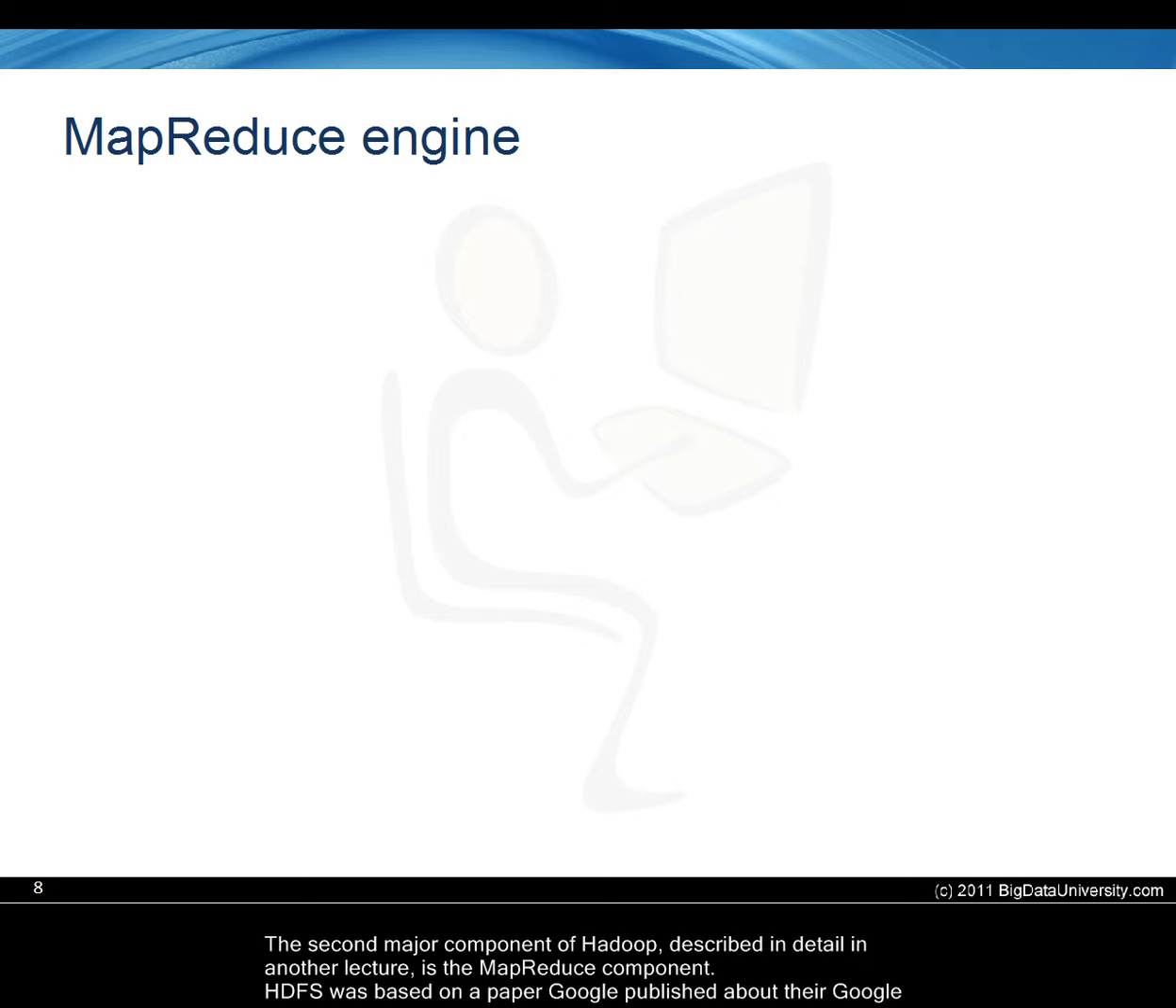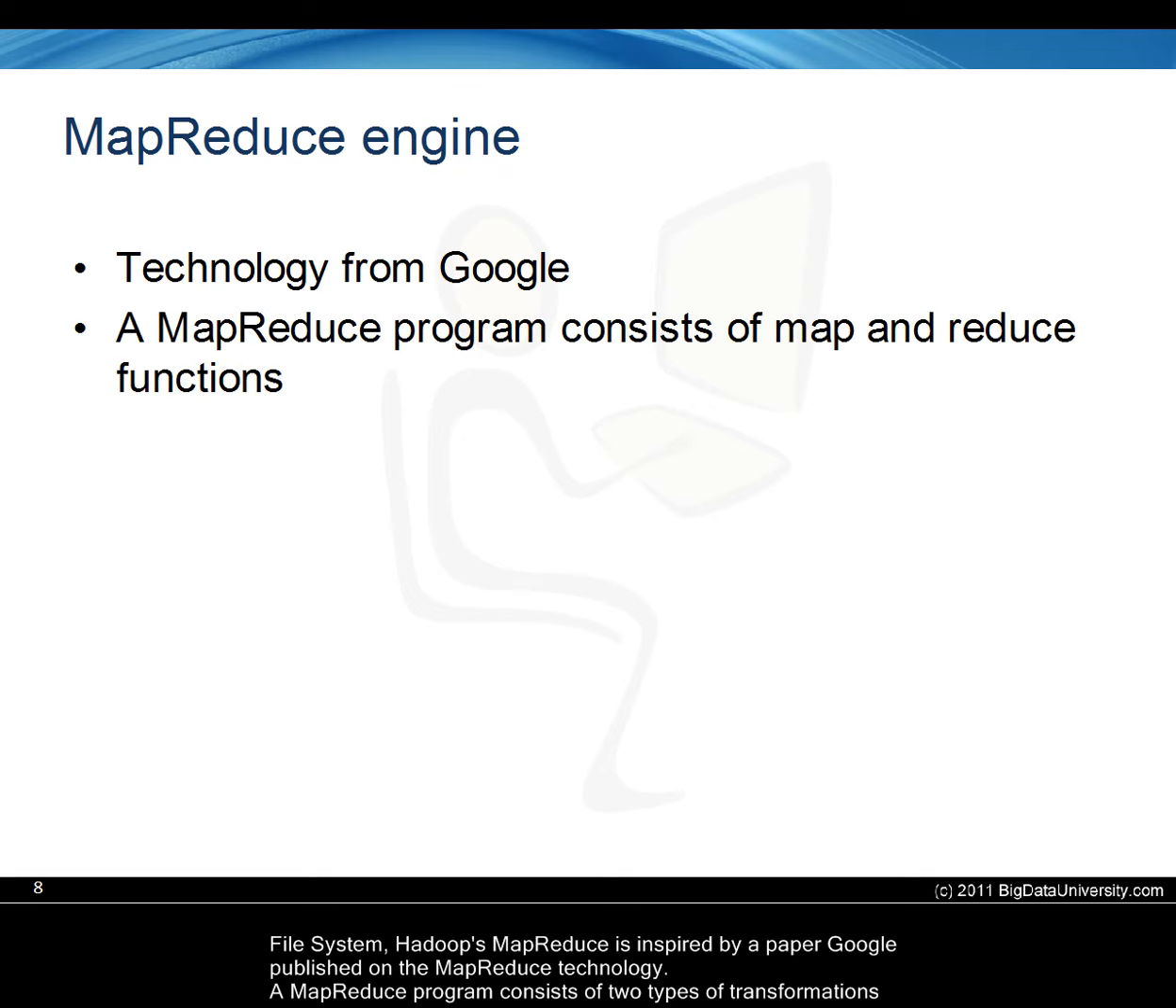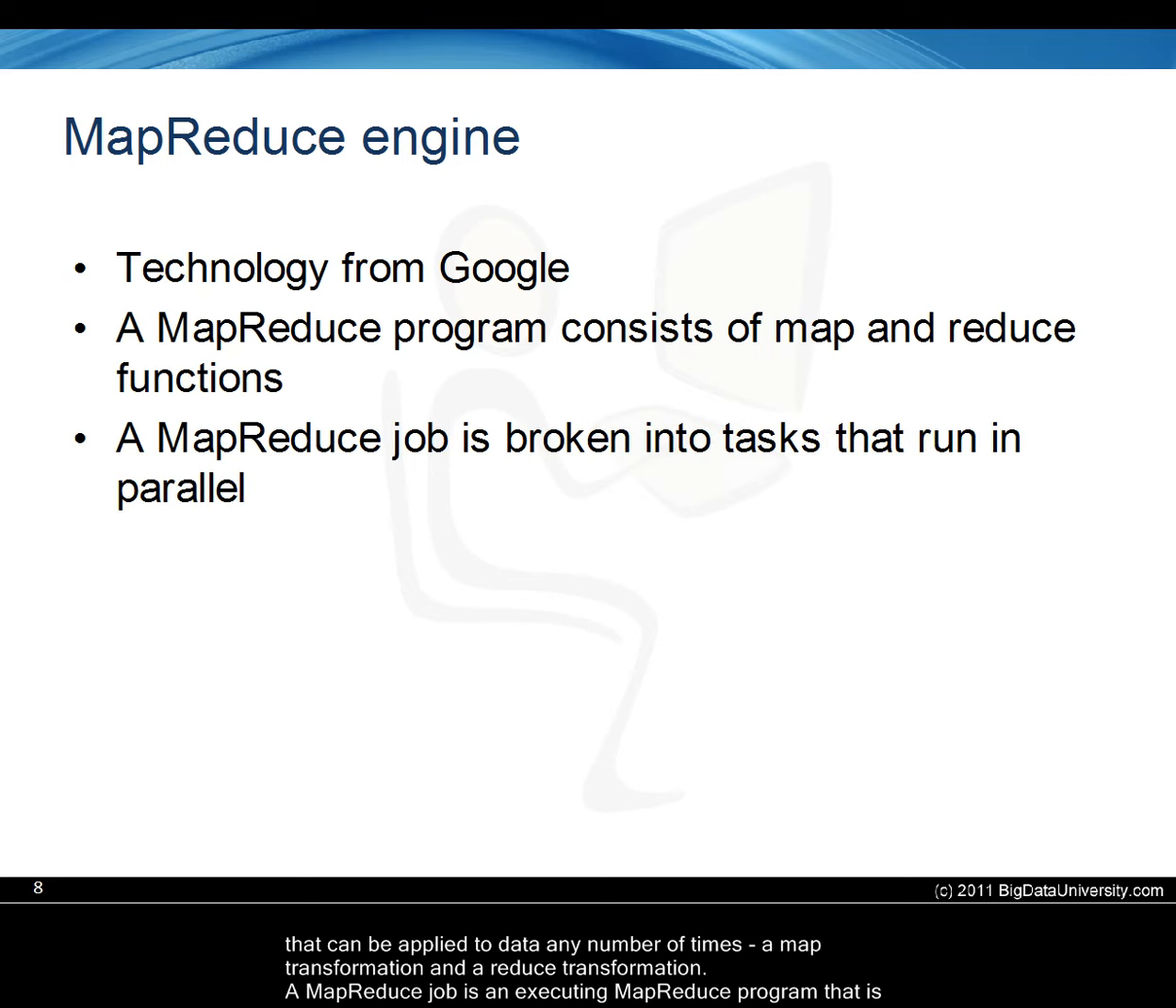The second major component of Hadoop, described in detail in another lecture, is the MapReduce component. HDFS was based on a paper Google published about their Google file system. Hadoop's MapReduce is inspired by a paper Google published on their MapReduce technology. A MapReduce program consists of two types of transformations that can be applied to data any number of times: a map transformation and a reduce transformation. A MapReduce job is an executing MapReduce program that is divided into map tasks that run in parallel with each other and reduce tasks that run in parallel with each other as well.